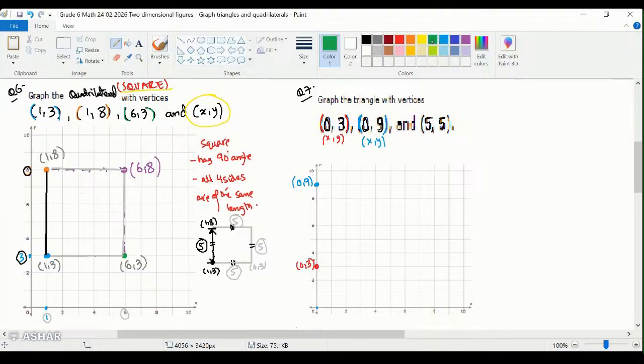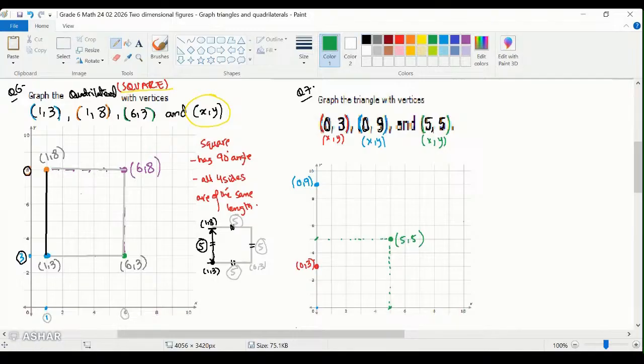Agreed? And the last one is 5 comma 5. That means x was 5 and y was 5. We can say x is 5, y is 5. So the common point of intersection would be this, 5 and 5.